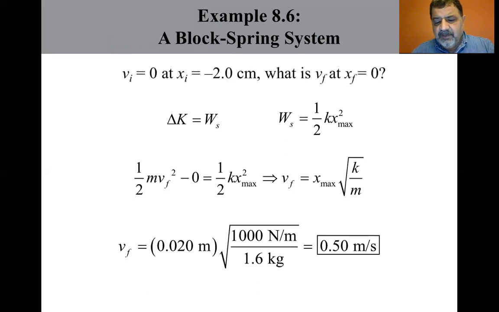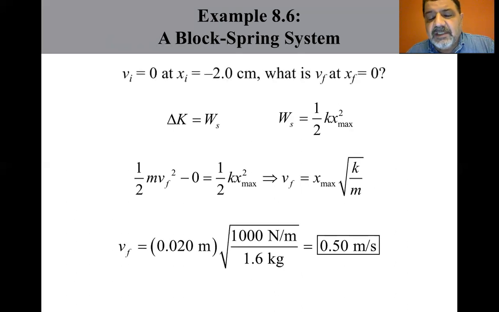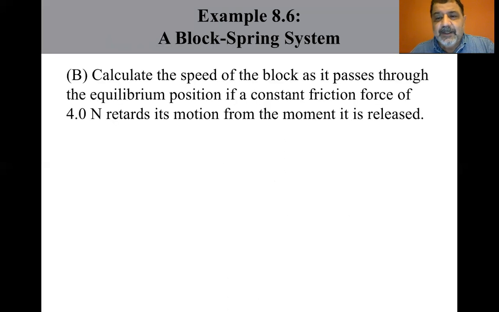Now, although this problem could have been solved in Chapter 7, it is presented here to provide contrast with the following Part B, which requires the techniques of this chapter. In other words, we're going to introduce a friction coefficient. Now, calculate the speed of the block as it passes through the equilibrium position if a constant friction force of 4 newtons retards its motion from the moment it is released. The correct answer must be less than that found in Part A, because the friction force retards the motion. So it's got to be less than 0.5 meters per second.